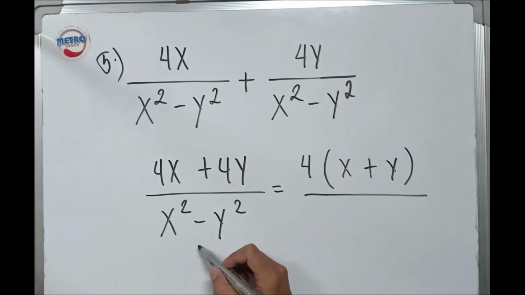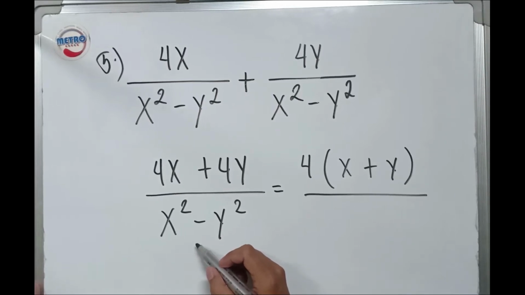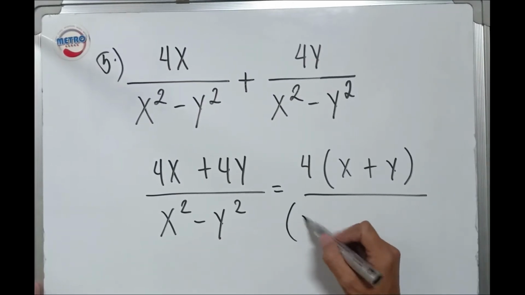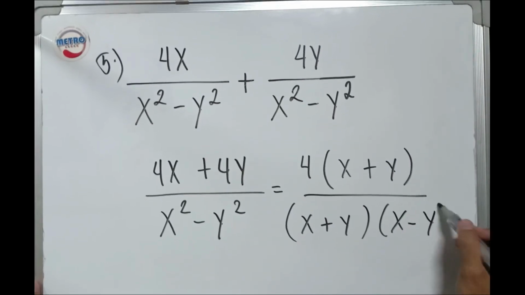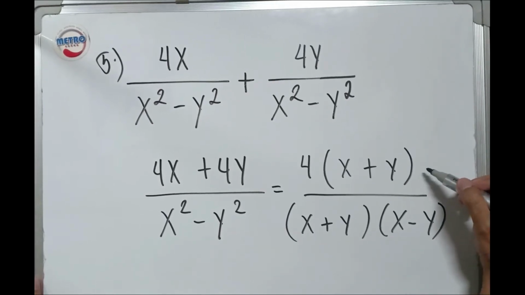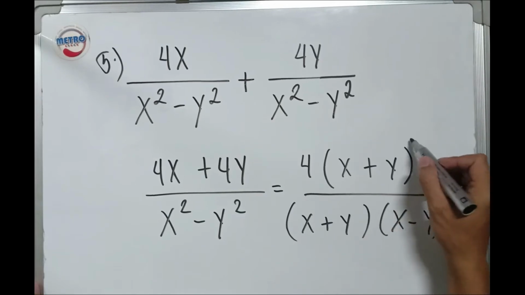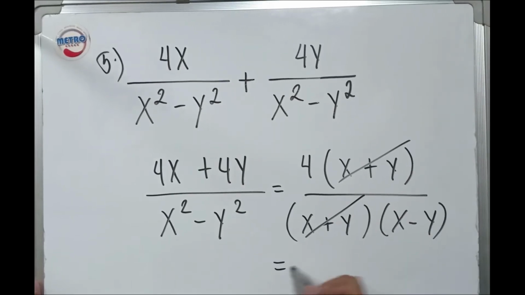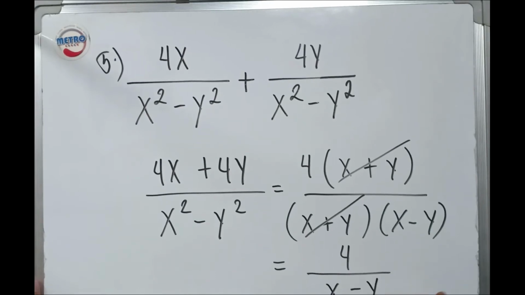Then our denominator is an example of the difference of two squares. And this can be written as x plus y and x minus y. In our numerator, we have x plus y, and in our denominator, we have x plus y. So we can cancel those terms. Then, we have 4 over x minus y. This will be our answer.